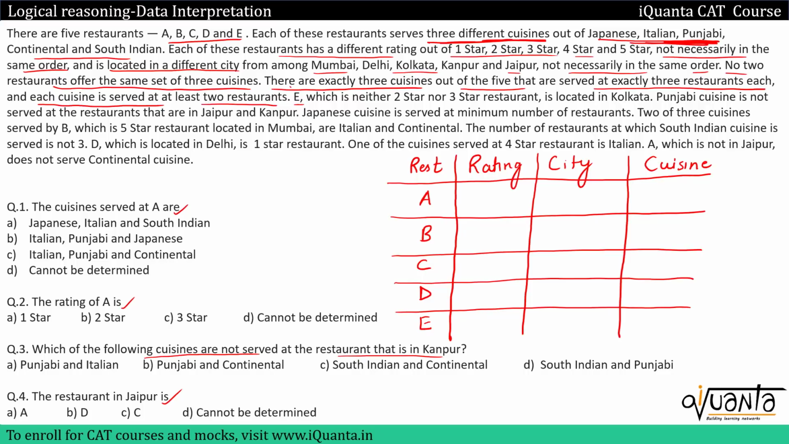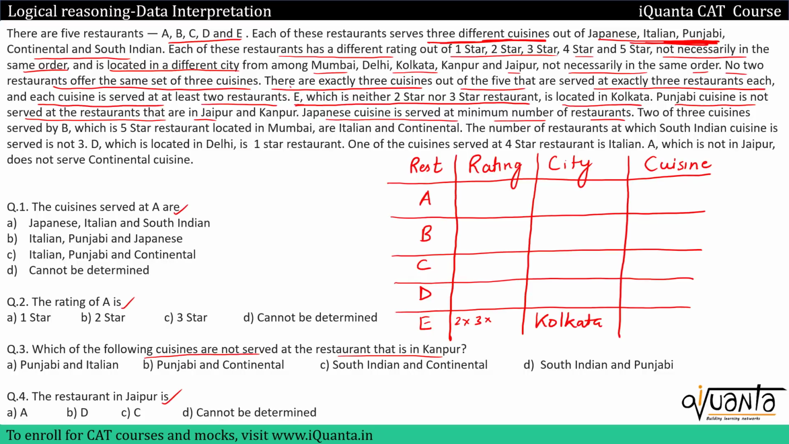After that, E, which is neither 2 star nor 3 star restaurant. So E is neither 2 star nor 3 star, is located in Kolkata. This is a direct clue. So E is located in Kolkata, okay? Punjabi cuisine is not served at the restaurants that are in Jaipur and Kanpur. So Jaipur and Kanpur, we do not know which restaurants are in Jaipur and Kanpur. We'll leave this.